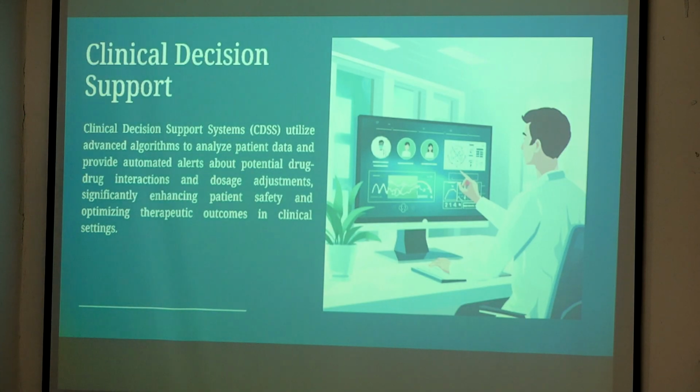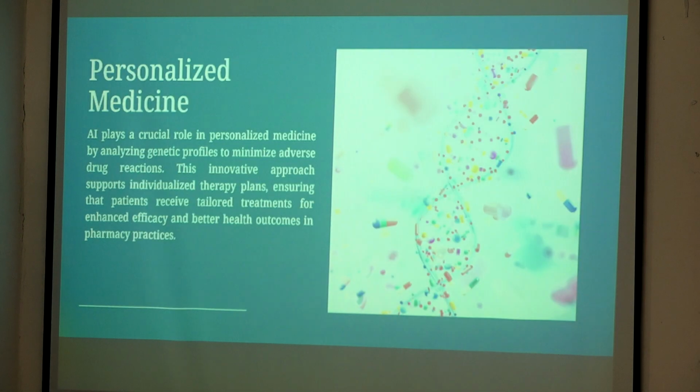In that case, the drug-drug interactions and dosage adjustments will be made by monitoring, using this clinical decision support system. And again, personalized medicine: using the pharmacogenomics data, the dose will be fixed accordingly, so that the patient can avoid drug interactions and adverse drug reactions based on the therapy they have been taking. It will automatically individualize therapy plans, ensuring that patients receive tailored treatments for enhanced efficacy and better health outcomes in pharmacy practice, mainly using genetic profiles.